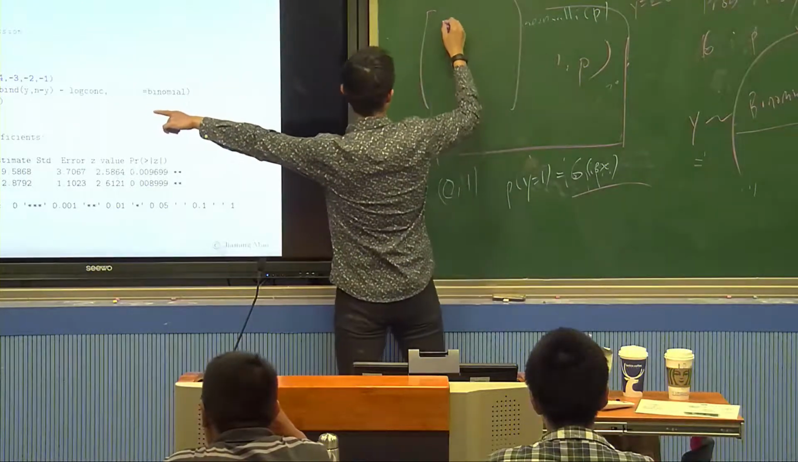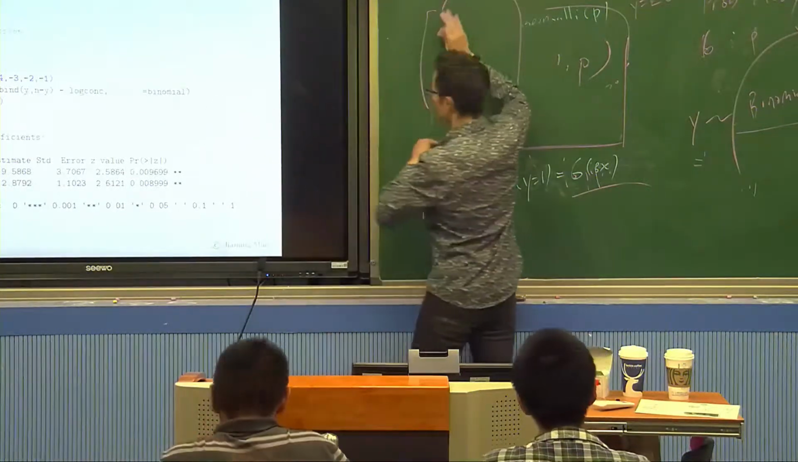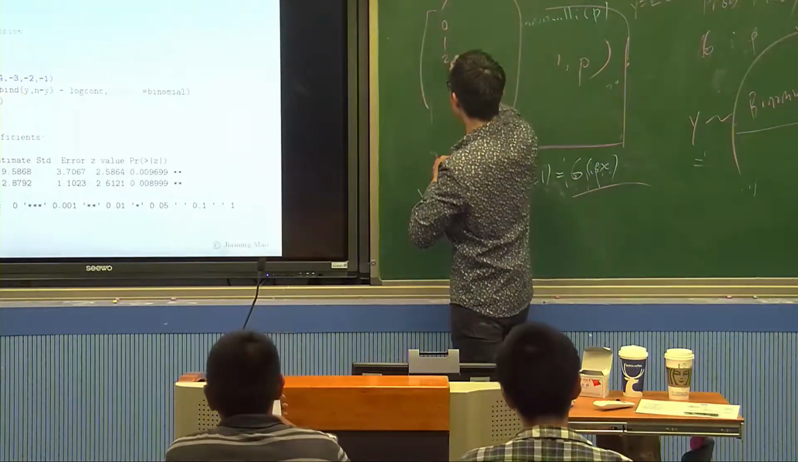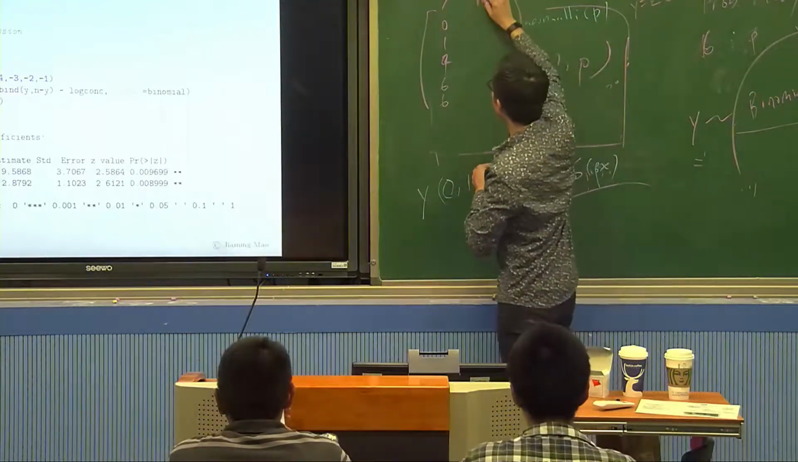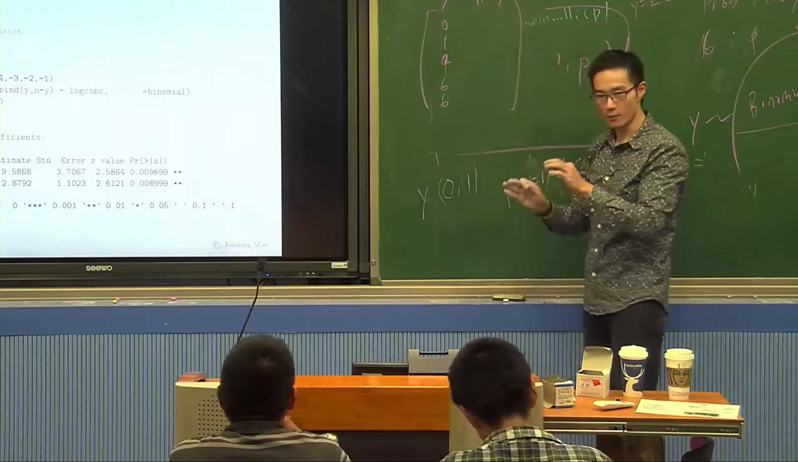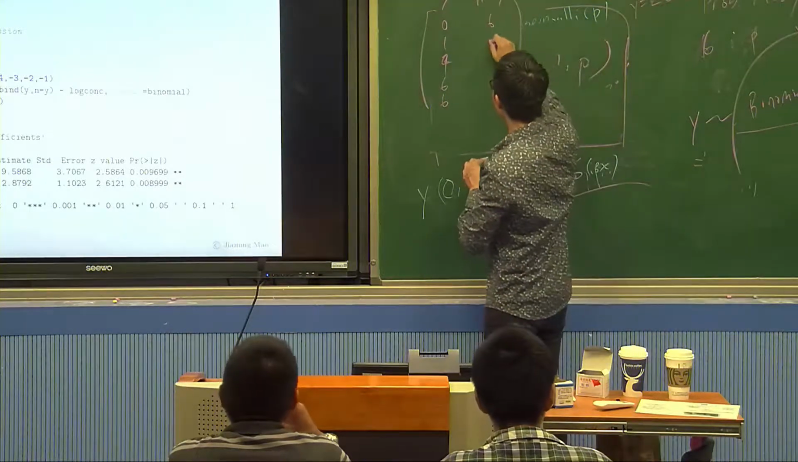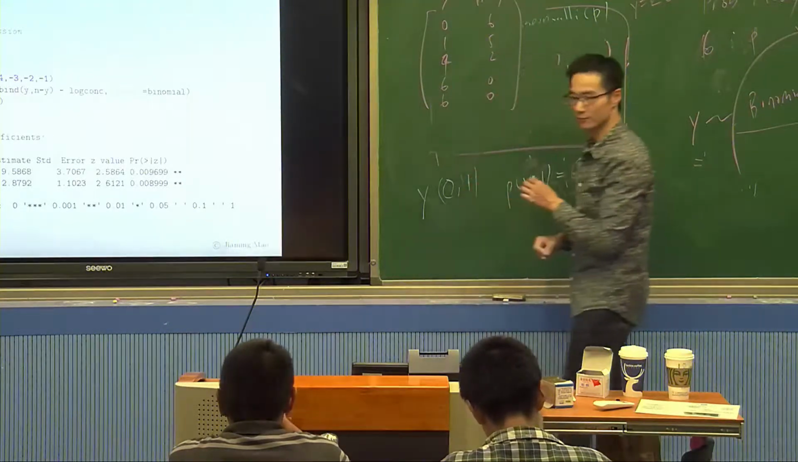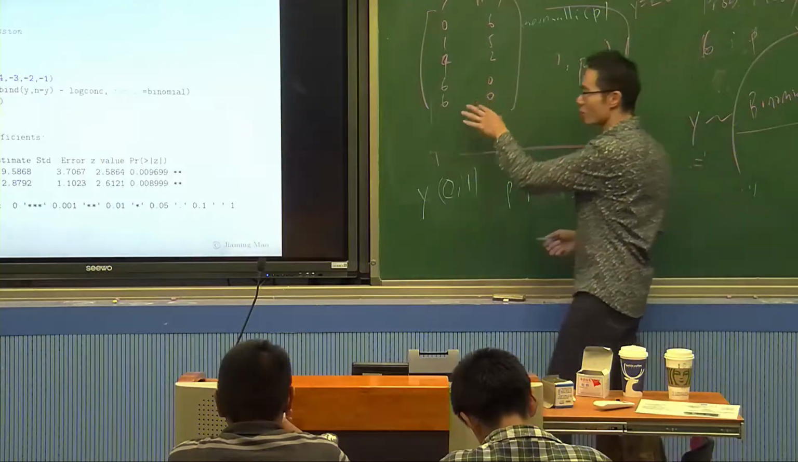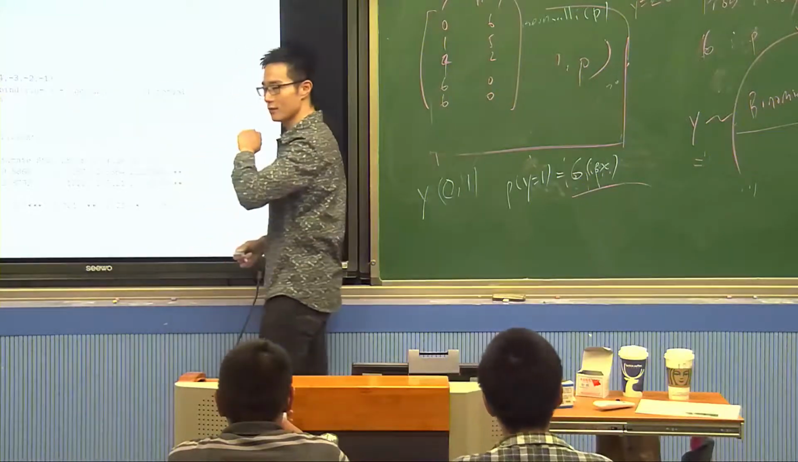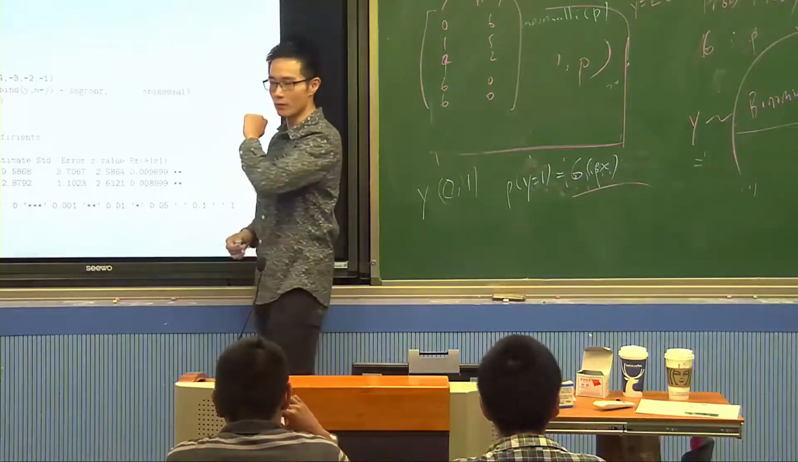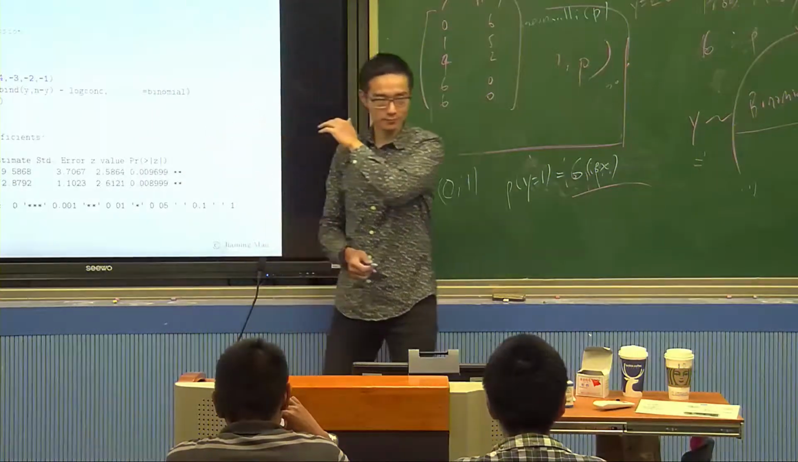This thing is y, which is how many animals died: 0, 1, 2, 1, 4, 6, 6. I believe that's the data. n minus y is how many animals survived: 6, 5, 2, 0, 0. So this is what you have on the left-hand side, and on the right-hand side is x. And the family is binomial, and that gives you the logistic regression.